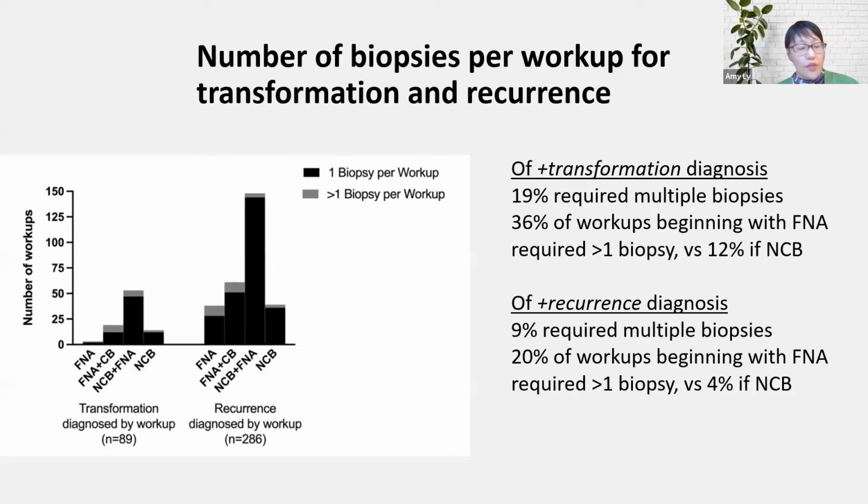When we look at the cases where recurrence was positively identified at the end of a workup, 9% needed multiple biopsies, and again, 20% needed additional sampling if you started the workup with FNA versus only 4% if by needle core biopsy.